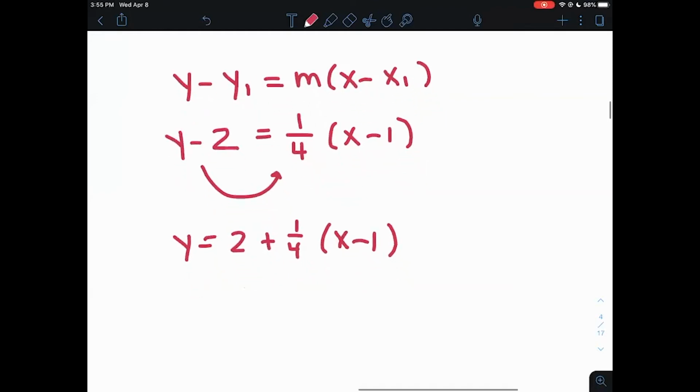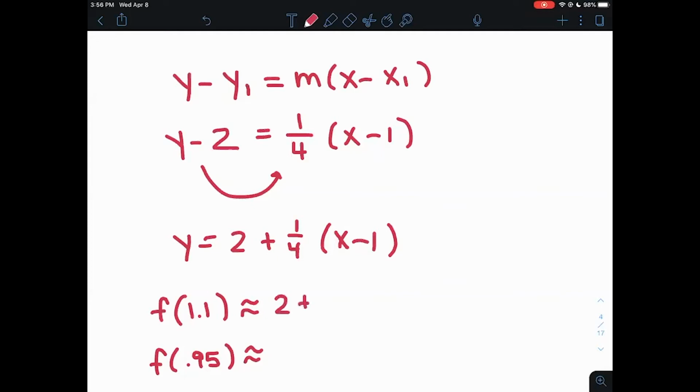Now I can use this to approximate whatever I want, as long as I'm approximating really close to 1. So for example, f of 1.1, or f of 0.95, or f of 0.99, something that's really close to the actual value of x equals 1. That local linearity we're talking about is in the very close region of the x value where we built our tangent line, that point of tangency. Those are the values that we can make approximations for. All we have to do here is throw in some numbers, throw that into a calculator, and get a number. I think what we get here is 2.025.